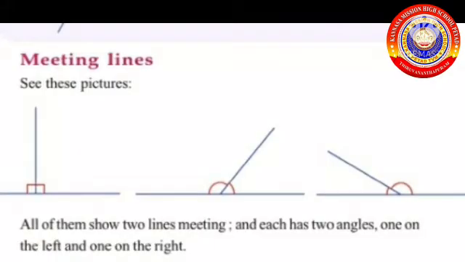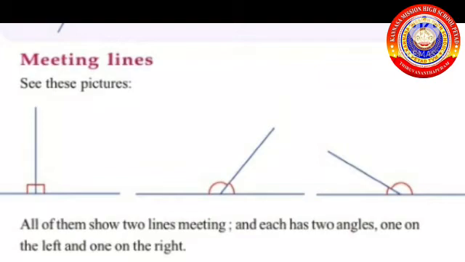Next we have to learn meeting lines. Students, see these pictures. All of them show two lines meeting, and each has two angles, one on the left and one on the right. In the first picture, both angles are 90 degrees. In the second, the angle on the right is less than 90 degrees and the angle on the left is greater than 90 degrees. In the third picture, it is the other way around.